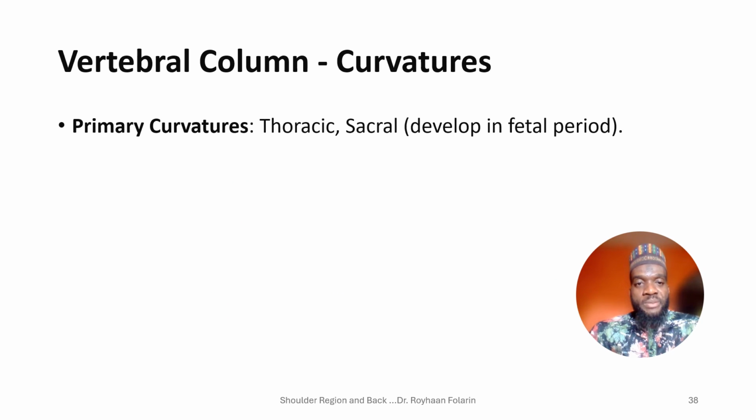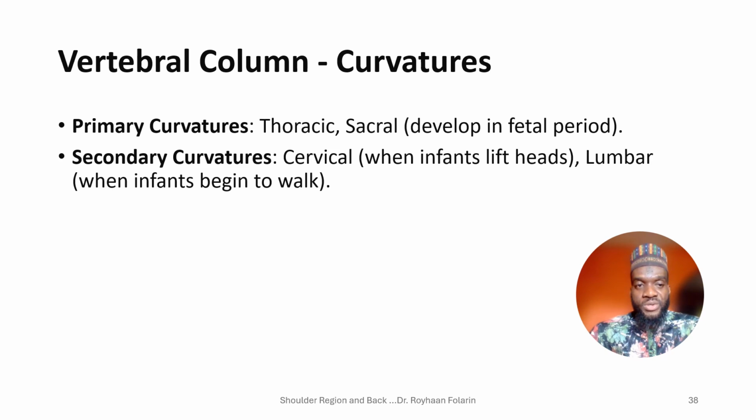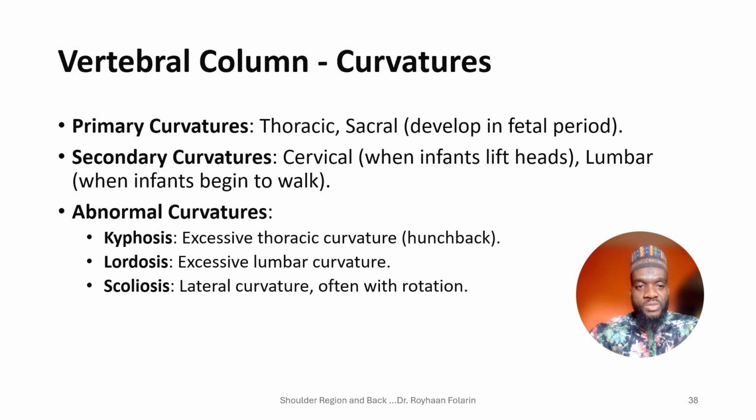Curvatures now. So the primary curvatures you have at the thoracic and the sacral region, and these curvatures develop during the fetal period. So these are the primary curvatures at the thorax and at the sacrum. Secondarily, you could have cervical curvatures when an infant lifts the head, and you could have lumbar curvatures when infants begin to walk. Okay, this happens much later.